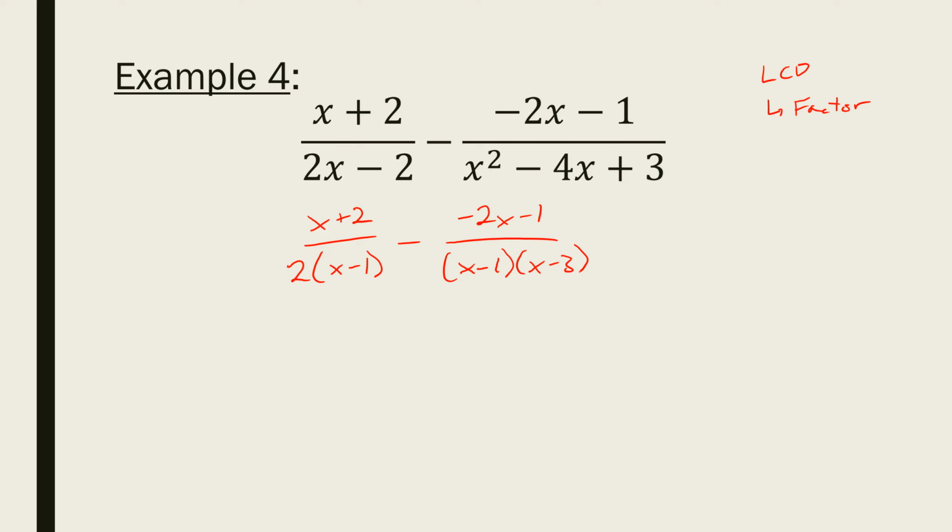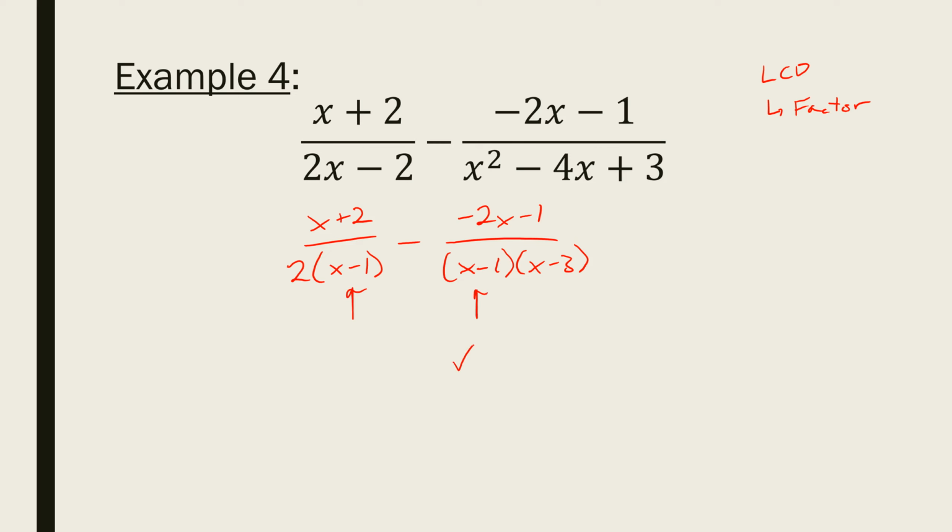So keep in mind what I need to do here. Everything that this denominator has, but this denominator doesn't, I need to give it. Everything that this denominator has and this denominator doesn't, I need to give it. So let's look. They both already have an x minus 1. Yay, so that's good.